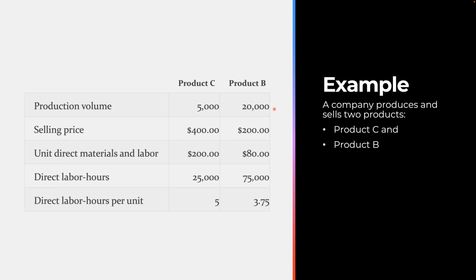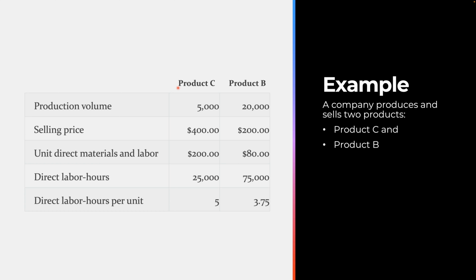Product B is a high volume product with 20,000 units made. It has a selling price of $200 a unit, and all direct costs, that's direct materials and direct labor, total $80 per unit. The company is expecting these 20,000 products to consume or require 75,000 direct labor hours to make. That works out to 3.75 labor hours per unit.